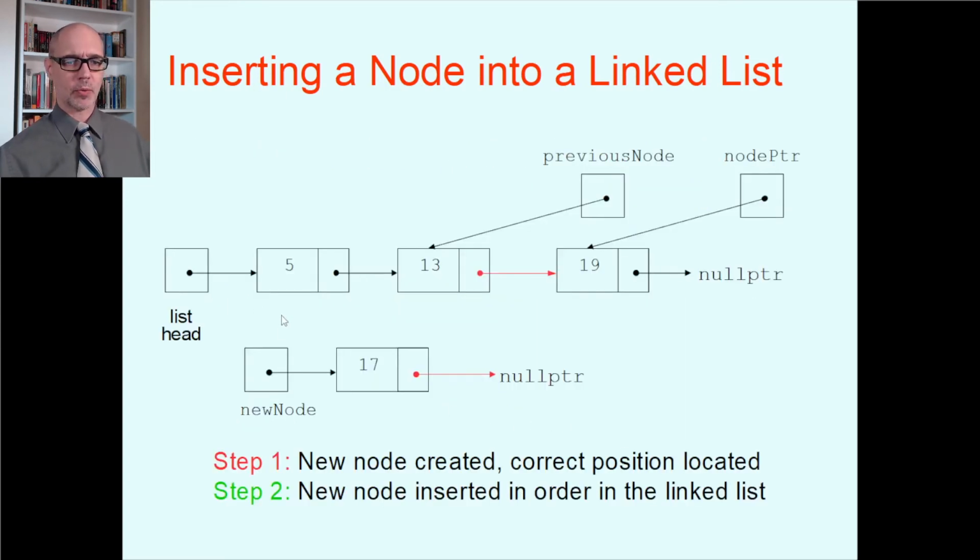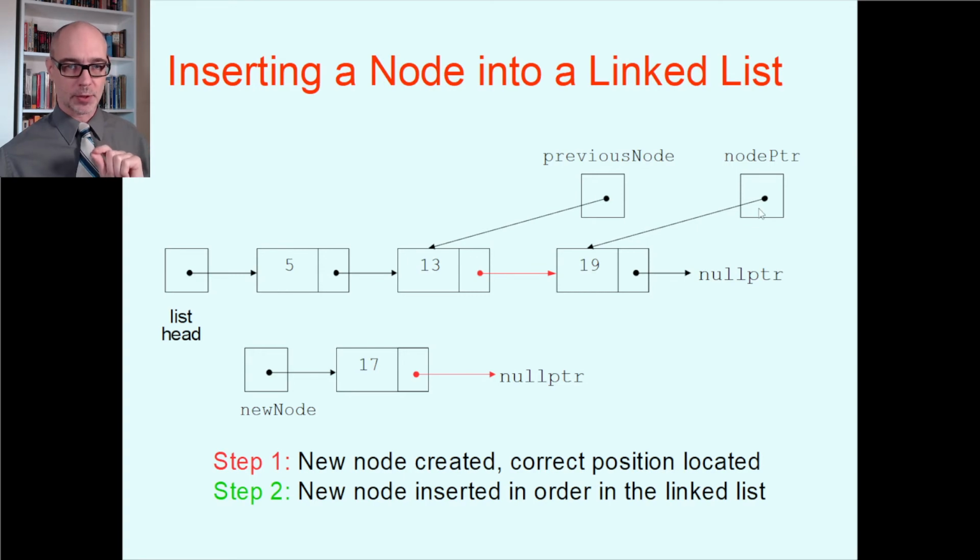Okay, so here we have our 5, 13, 19 linked list. Okay, and what we want to do here is I want to insert the number 17 and still keep this list sorted. So again, before we pulled up this illustration, we've dynamically allocated a new node, right? We set the value to 17 and we set the next to null pointer, as you do when you make a new node. And we've also traversed the list to find the right place to insert it, right?